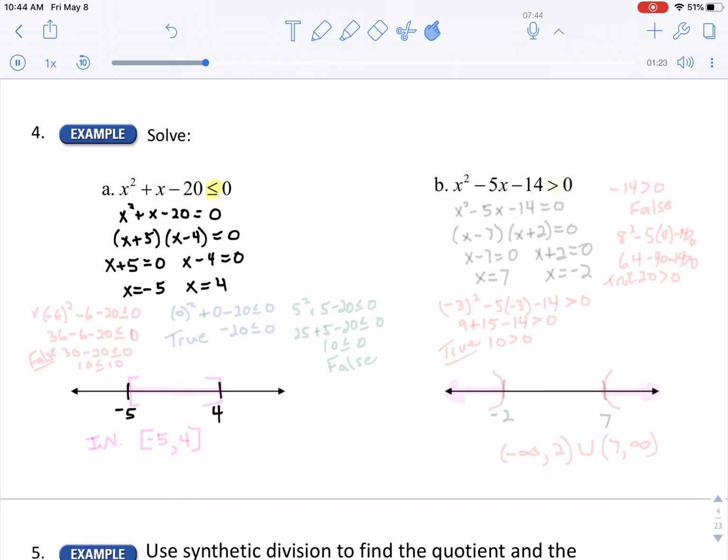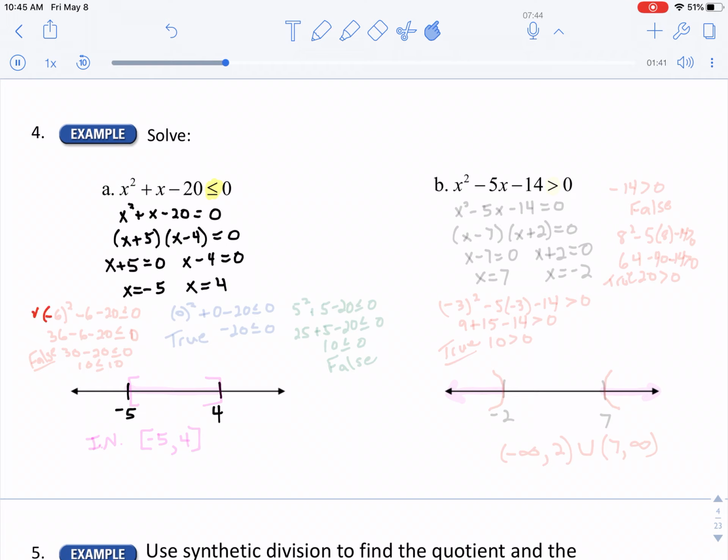Now what we want to do is test these intervals. We want to see which test interval makes it true or false. So we're going to take a number to the left of negative 5 on the number line. The number I'm going to use is negative 6. We're going to plug it in. I call this the check. So for our check, we're going to put in a negative 6.